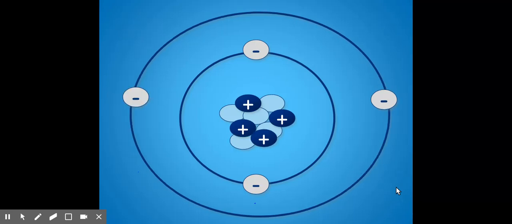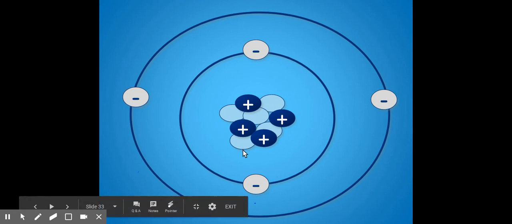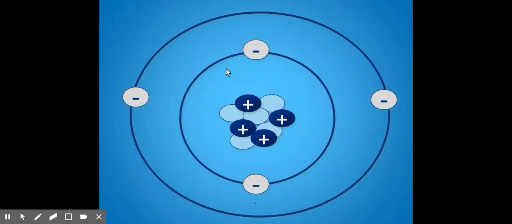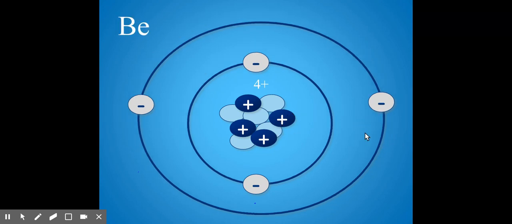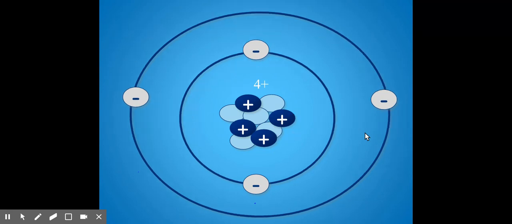So we add another proton. Okay, so now we are dealing with beryllium. Beryllium has 4 protons. Here we got 4 electrons. We've added an additional electron to the same energy level. So what's going to happen is that nucleus is becoming more positive. It's going to pull that electron shell in tighter. So you can see that it got a little bit smaller. Okay, let me go back.